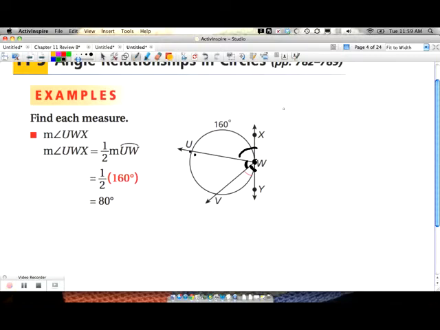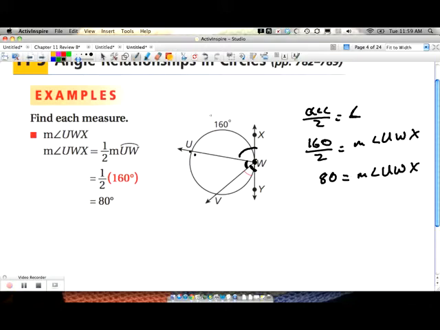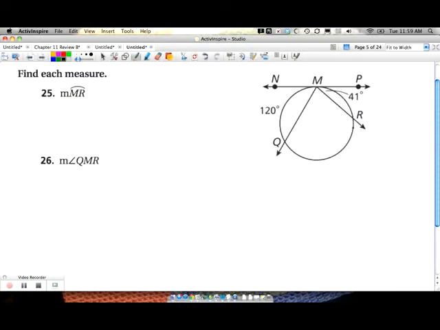Well, if we know that this arc is 160 degrees, and we know that the arc divided by 2 equals the angle, then it's going to be 160 divided by 2 equals measure of angle UWX. So 80 equals measure of angle UWX. It was that easy. Super easy. They did it for us too, but I just want to show you how they got it.